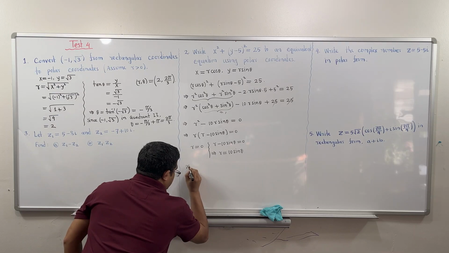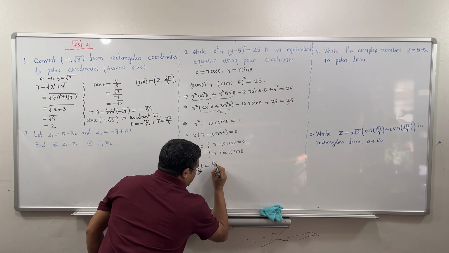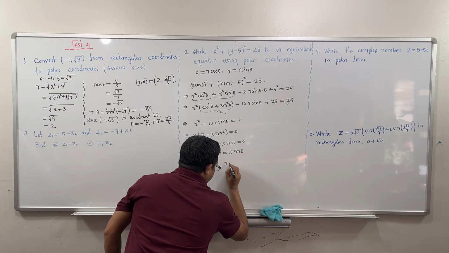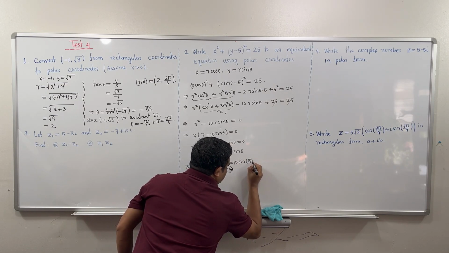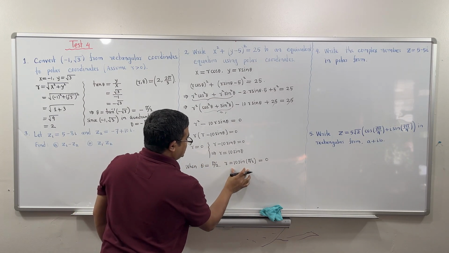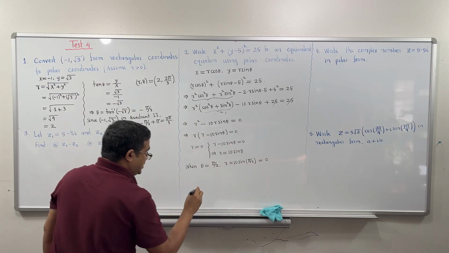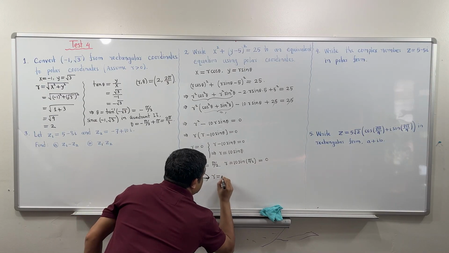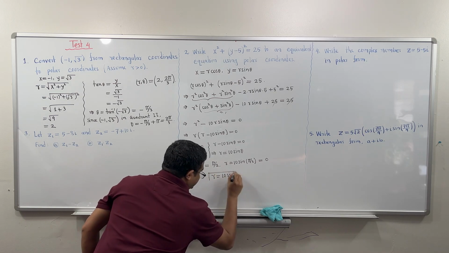So when theta is pi over 2, then r equals 10 sine pi over 2 becomes just 0. This one also becomes 0. So if we write only this solution, it covers all of the points. So r would be 10 sine theta. This is the solution for number 2.